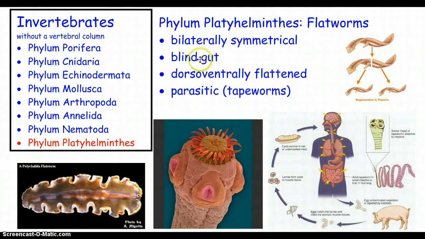They have a blind gut, which means they only have one opening to their body system, so their mouth and anus are basically the same thing. They're dorsoventrally flattened, which means their back and their belly are almost touching, so they're flat that way, and they're parasitic.